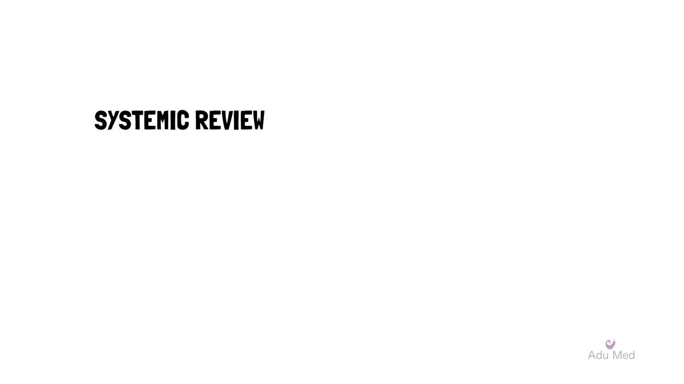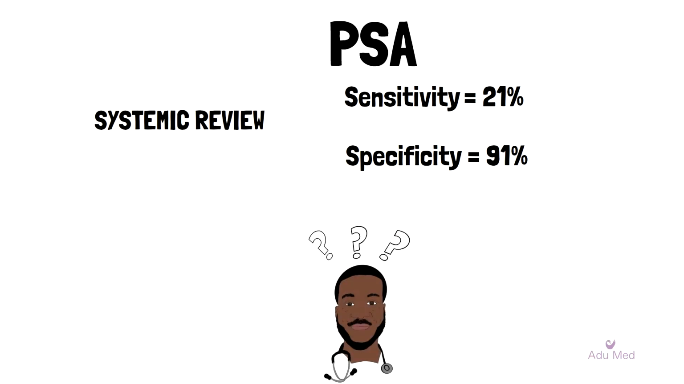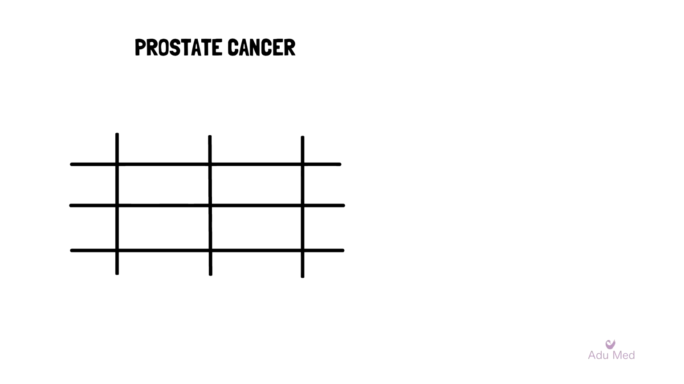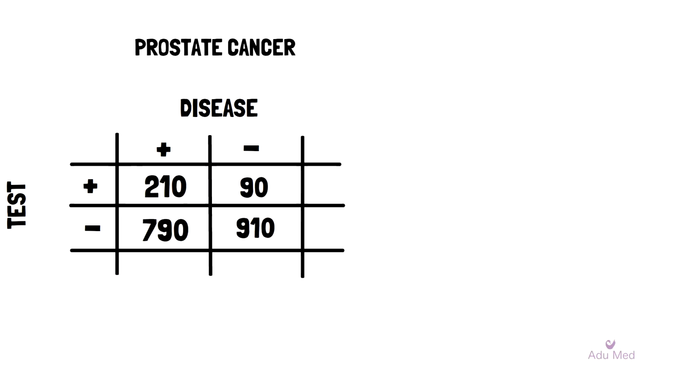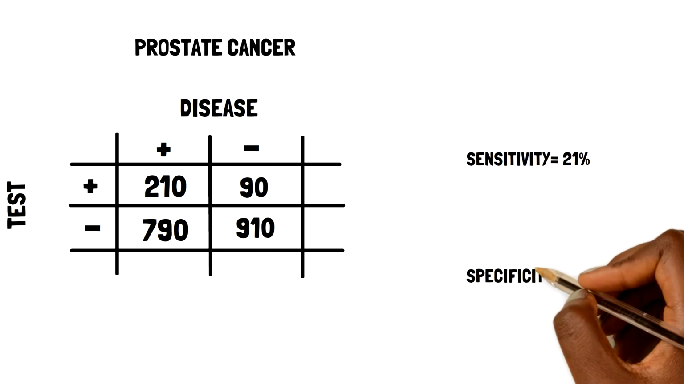A systematic review estimated that a PSA cutoff of 4 has a sensitivity of 21% with a specificity of 91% for detection of any prostate cancer. So what do these figures mean and how would you explain it to your patients? Well, let's look at this population example. In terms of a disease like prostate cancer, some people will have the disease and others won't. Some people will have a positive PSA test and others won't. As discussed, the sensitivity of this test is 21% and its specificity is 91%.